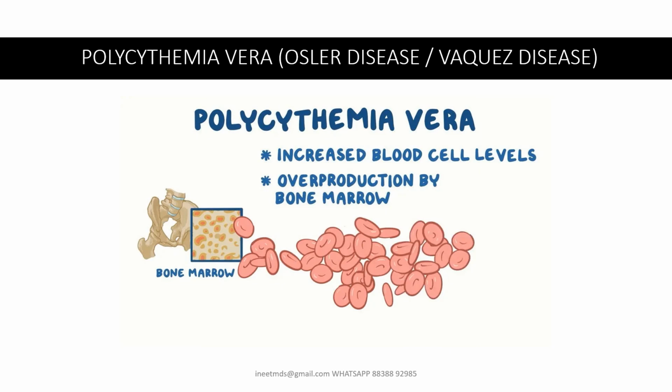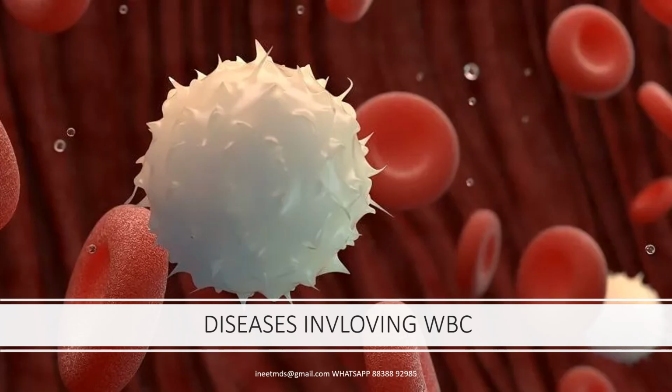Next one is polycythemia vera. We saw from different types of anemia a reduction in the cells. When there is an increased cell level, it is called polycythemia vera. The other names for that include Osler disease and Vaquez disease. There is an increased blood cell level because of overproduction by the bone marrow.